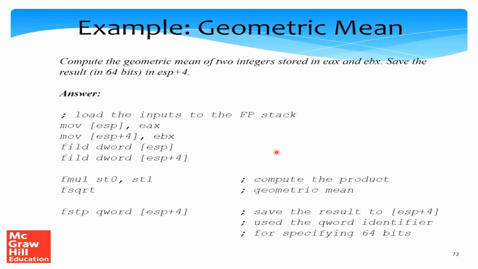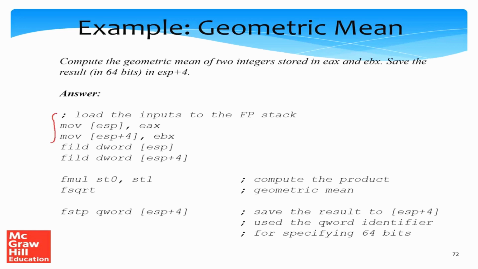Alright, so let's do one thing. Let's now compute the geometric mean of two integers stored in EAX and EBX, and let's save the result again in 64 bits at the location ESP plus 4. So the only change that is being done is that from arithmetic mean we have gone to geometric mean, that's all. So most of the code will remain the same, and it genuinely does.